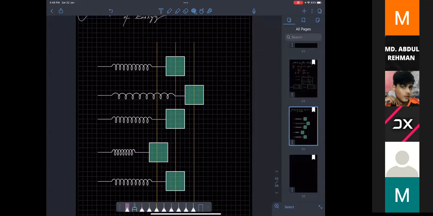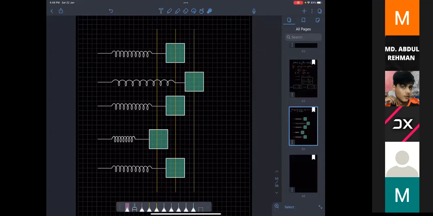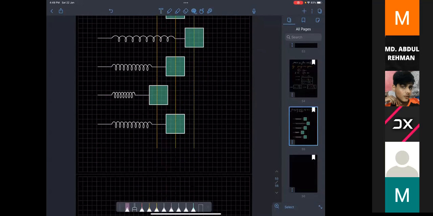See, first it was at mean position. It has come to extreme position. It has come back to the mean position. And again, it has come back to the mean position. Now one cycle is complete. Completed.